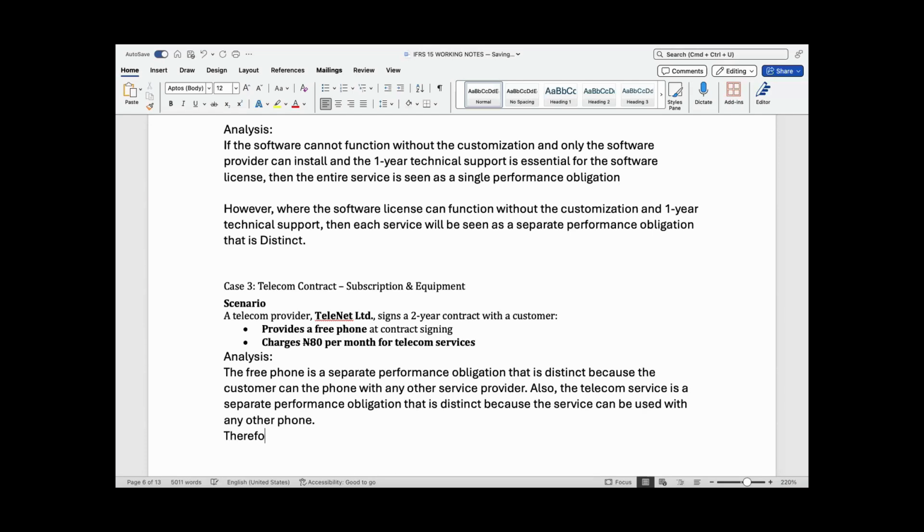Therefore, the services in this contract are separate performance obligations that are distinct.